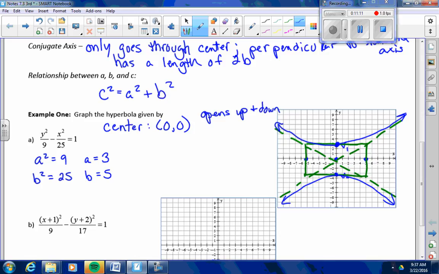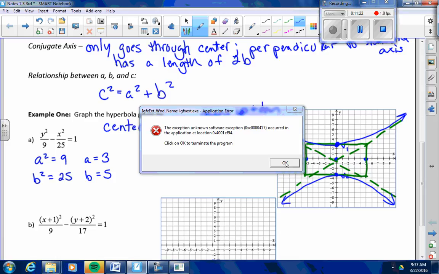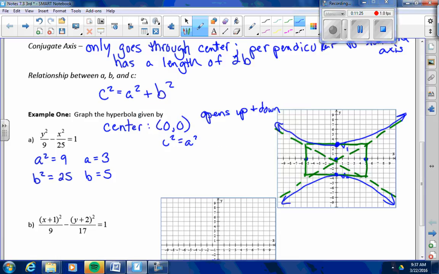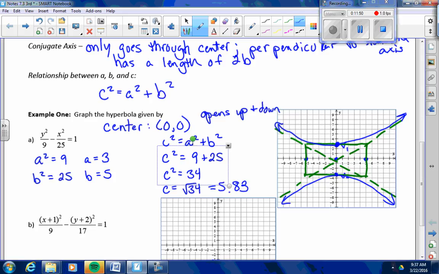Can I plot the focal points? Yes. What do we know about the focal points? Okay, so we know c squared equals a squared plus b squared. And the distance c units goes from the center to the focal points. So let's quickly do this. C squared equals a squared is 9 plus b squared is 25. 9 plus 25 is 34. C equals the square root of 34, which is approximately 5.83.